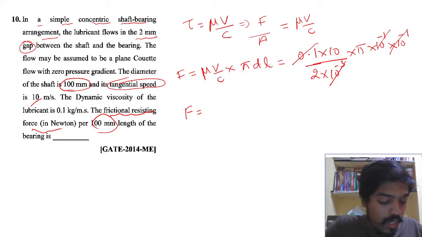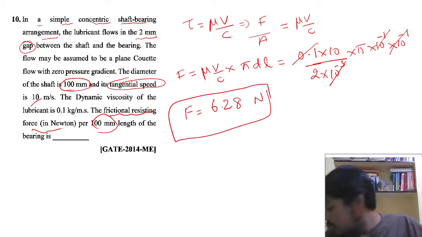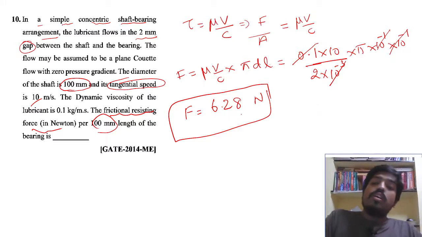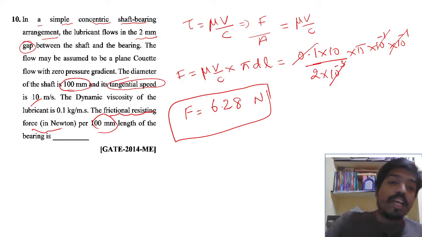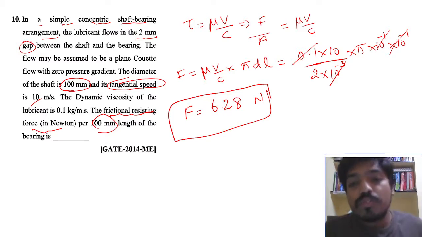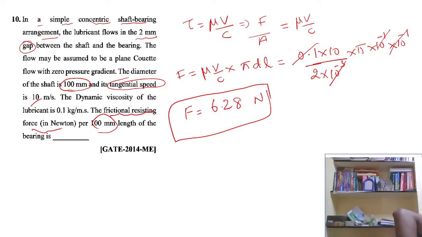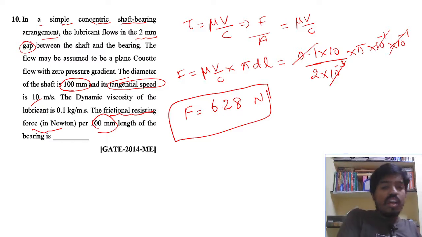5 into 10 divided by 5. So answer is 6.28 Newton. It is right, no? This is correct, no? 6.28. Let me check the key answer once. Let me see if I have some key answer of this year 2014 mechanical. I think I don't have. Let me check whether if I have, I will conclude whether we are right or wrong.